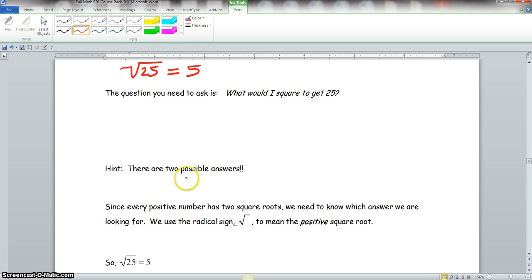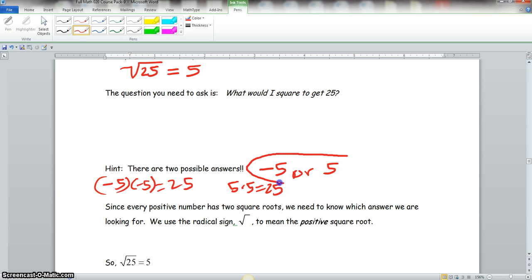Now, there are technically two possible answers. We know 5 times 5 is 25, but also negative 5 is also an answer. So our answer here would be negative 5 or 5. Because we know if we took negative 5 times negative 5, that would give us 25. And we also know 5 times 5 is also 25. So that's why both of these numbers work.